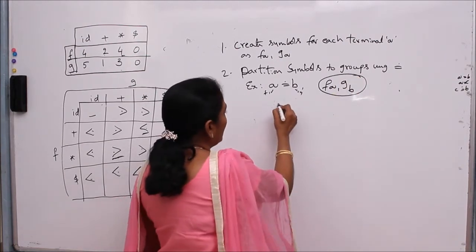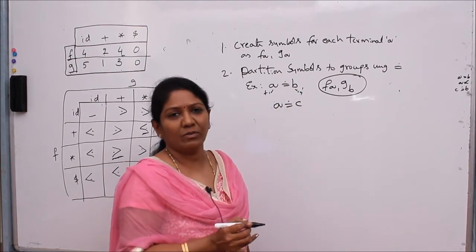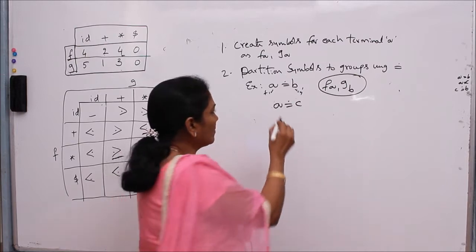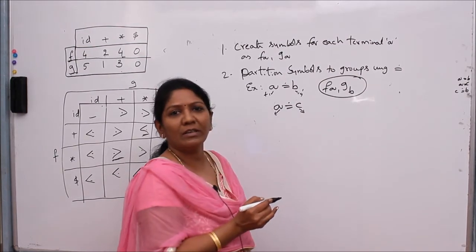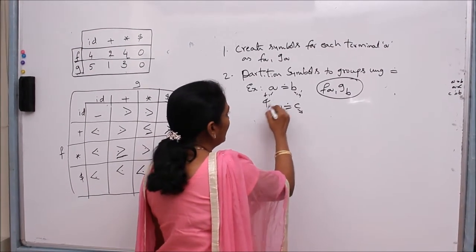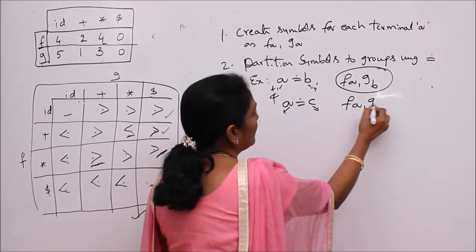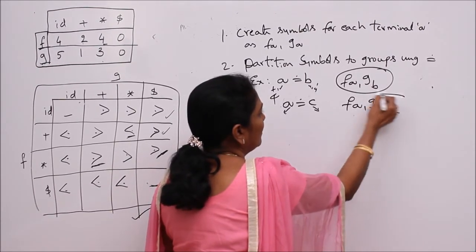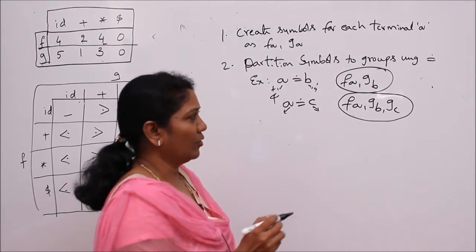Next, when there is a relation defined between AC also as equal to relation, then because of this, wherever you have FA, put GC also under the same group. Then what happens? In addition to this and this are there, then we get FA, GB and GC under the same group, because FA, GC also should be under the same group.